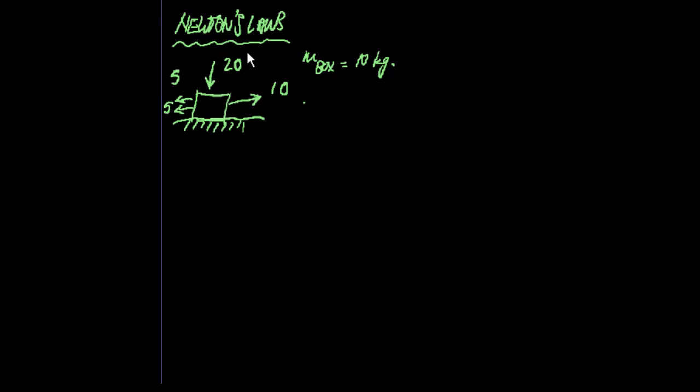I didn't put any units for the forces. Typically it would be newtons, which is N. I didn't want to just make this drawing any worse than it was. We're going to say the mass of the box is 10 kilograms. We have a 5 pulling backwards, a 5 pulling backwards, a 10 this way, and a 20 pushing down on the box.